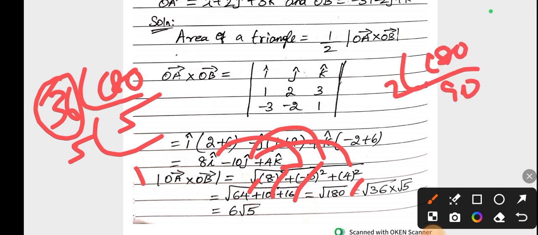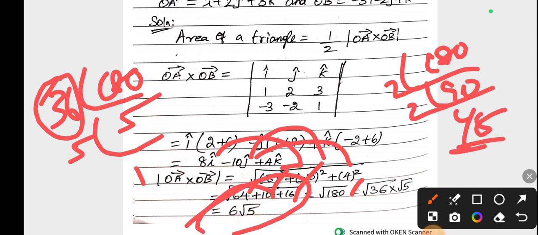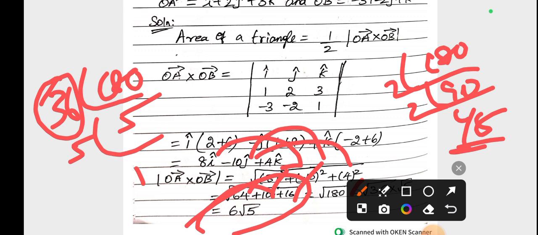Yes, you may do it. 2 90s, 2 45s, like that also I can do it. Get the final answer as 6 root 5. That is very much important.